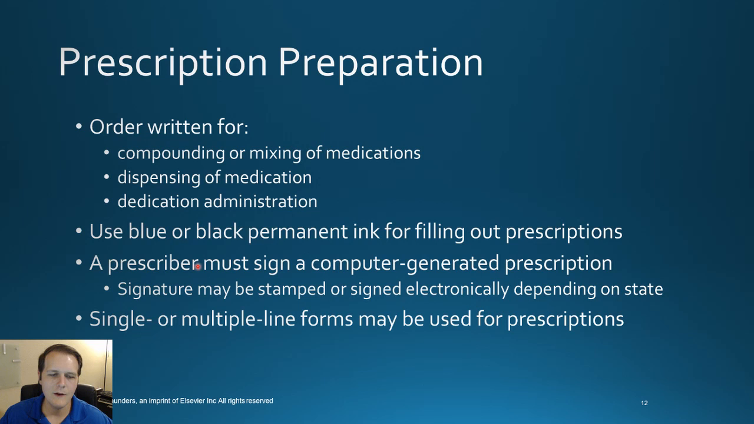And honestly, to be fair, a lot of the scripts you're going to be writing these days are going to be computer generated. You can find that the signature may either be electronic, depending on the state you're working in, or you could even have a stamp being used there. This is for non-controlled substances, though. Controlled substances need to have an actual signature on there, specifically the C2s do.